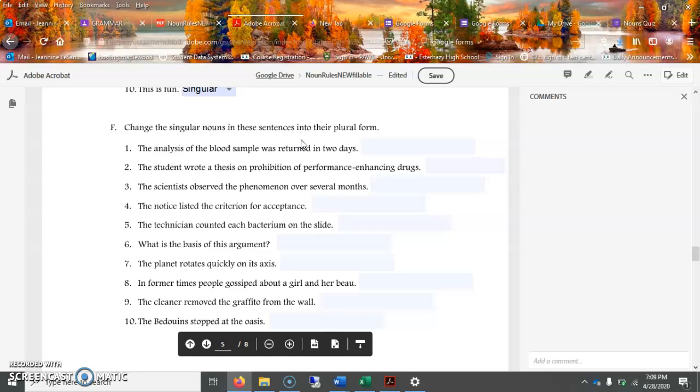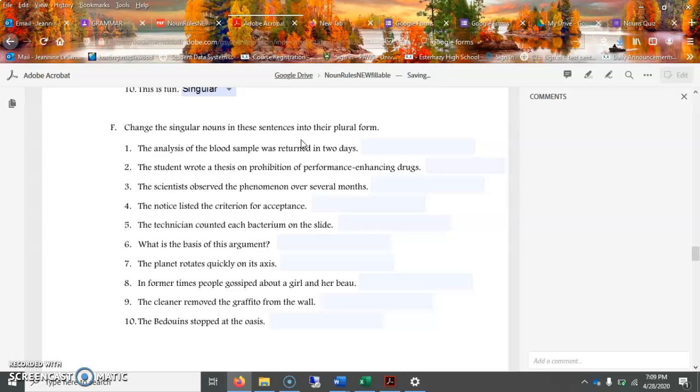Next is singular nouns. You guys are going to hate me because these ones are very, very difficult. And they're a little convoluted, and they're not what we would normally consider in language, just because we use a lot of the singular words when they should be plural and vice versa. So the first example is the analysis of blood sample was returned in 2 days. These are examples of singular nouns. Now we need to change them to plural.